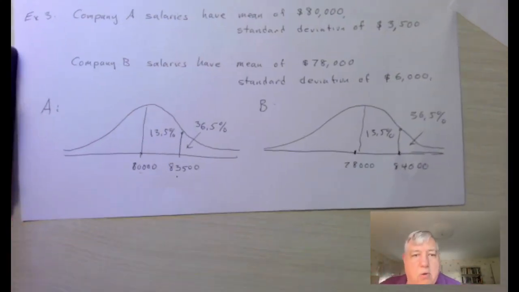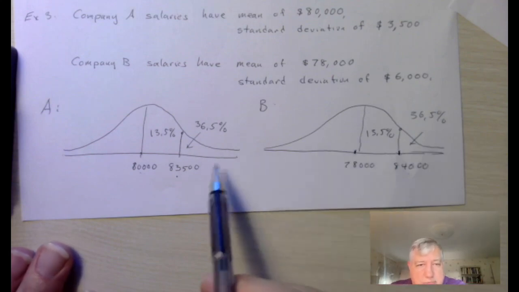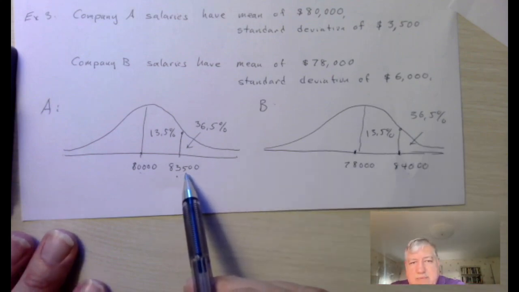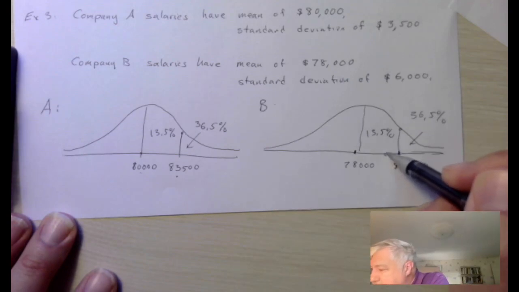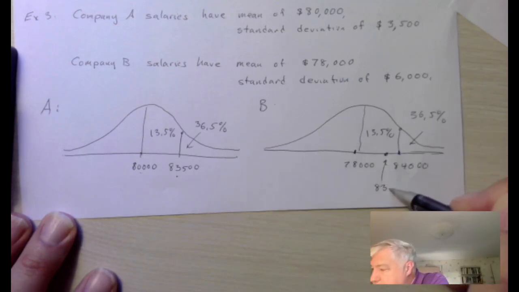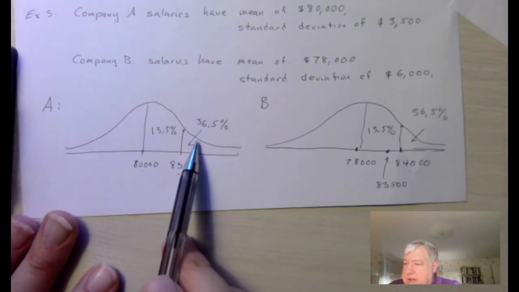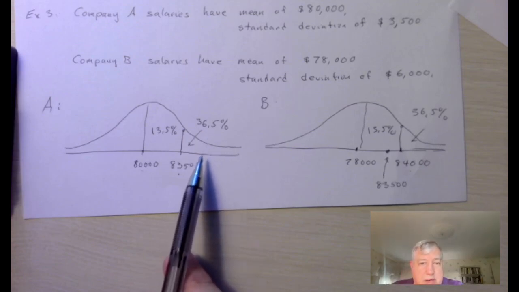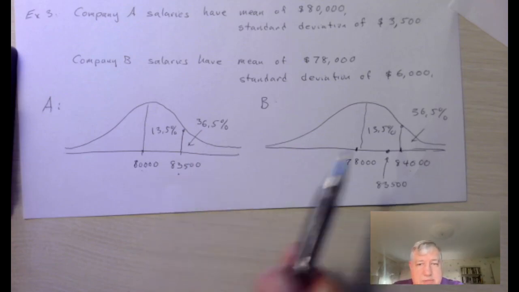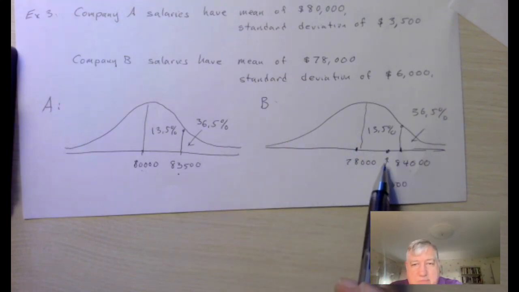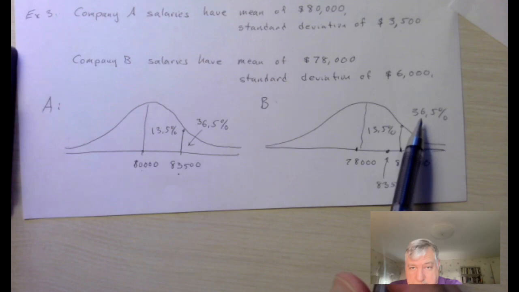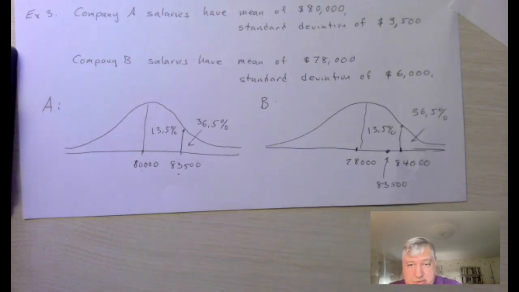Well, what it means here is that we have more people in Company B who are making over $83,500, because 83,500 would be over here. So in Company A, 36.5% of people are making more than 83.5 thousand. In Company B, we're not sure how much more, but quite a bit more than 36.5% are making more than 83.5 grand.